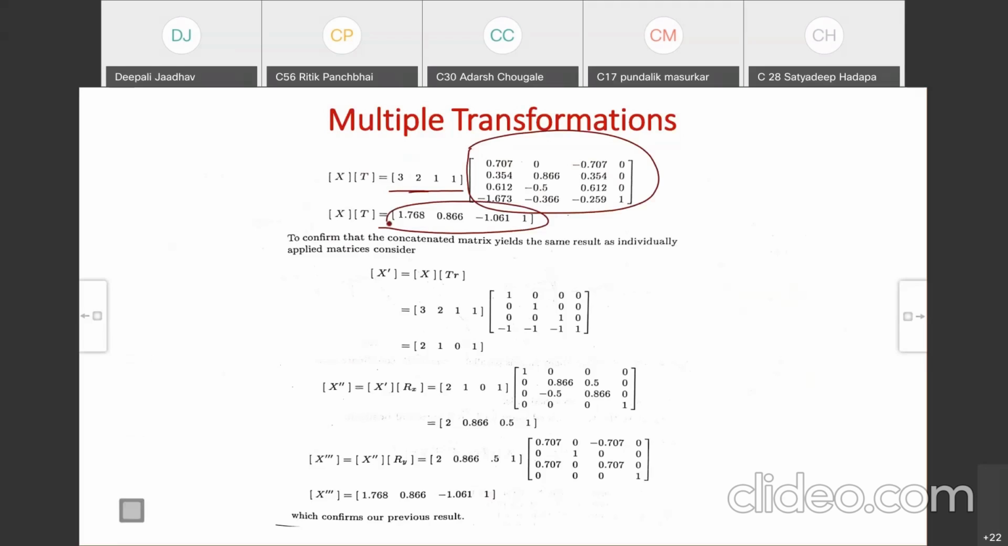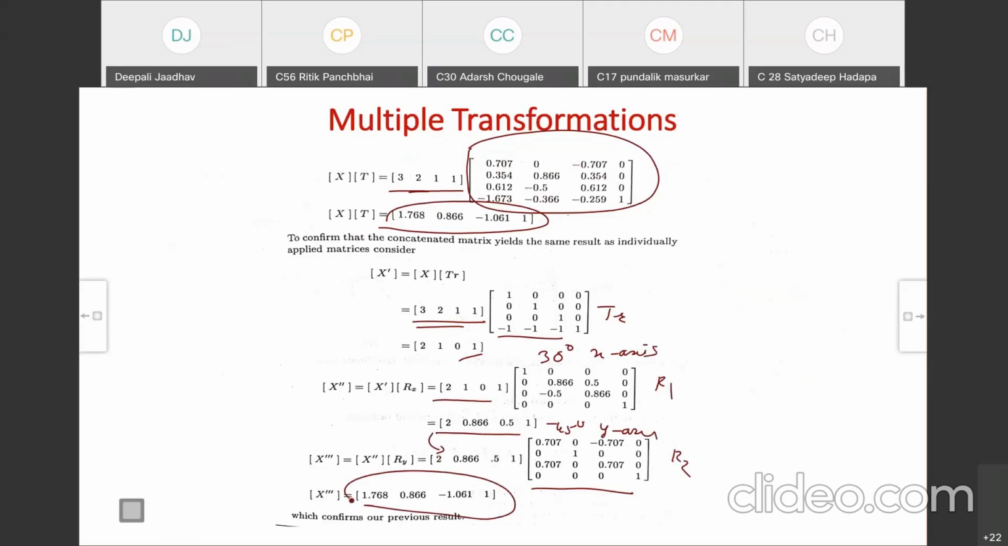Suppose we perform it in a different way. What is the other way? The original position vector is first multiplied with the translation matrix -1, -1, -1. This is the intermediate result. Then this intermediate result is multiplied with the 30-degree rotation about the x-axis, and this is the second intermediate result. Then this is multiplied with the third rotation matrix, 45 degrees about the y-axis. And this is the result.